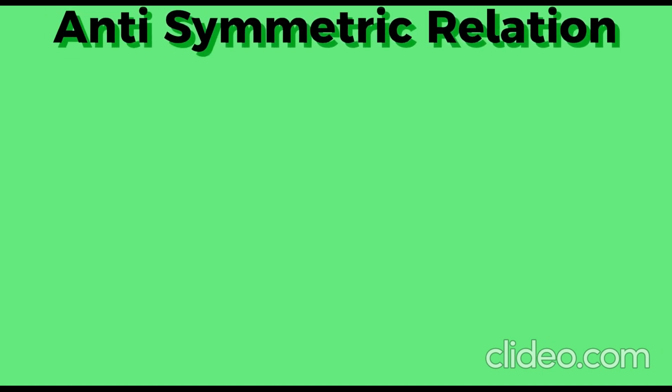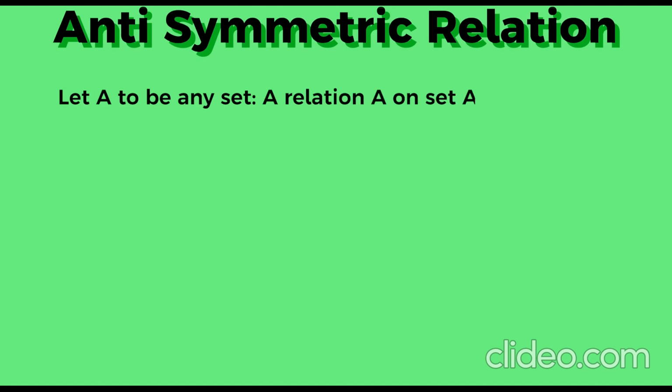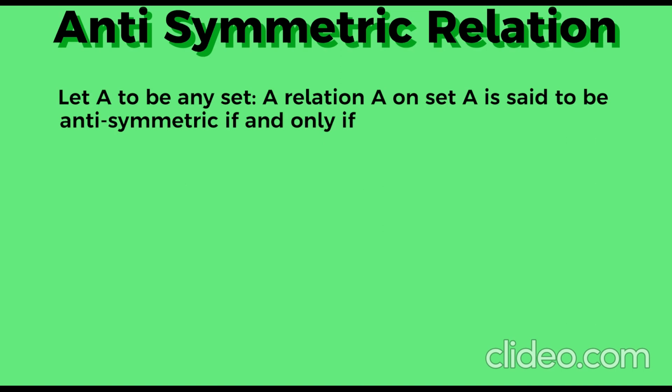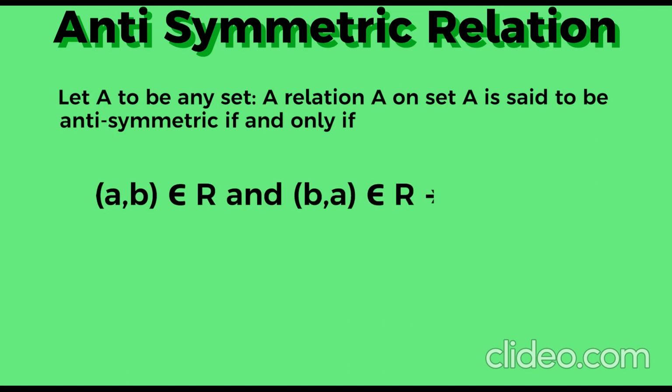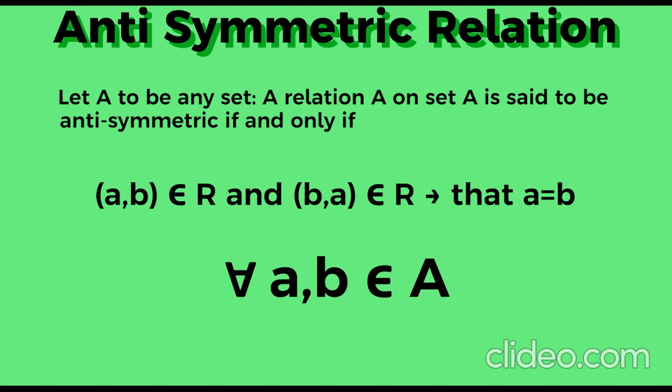The last relation for our session is antisymmetric relation. Let A be any set. A relation R on set A is said to be antisymmetric if and only if (a, b) belongs to R and (b, a) belongs to R implies that a equals b, for all a and b belonging to A.